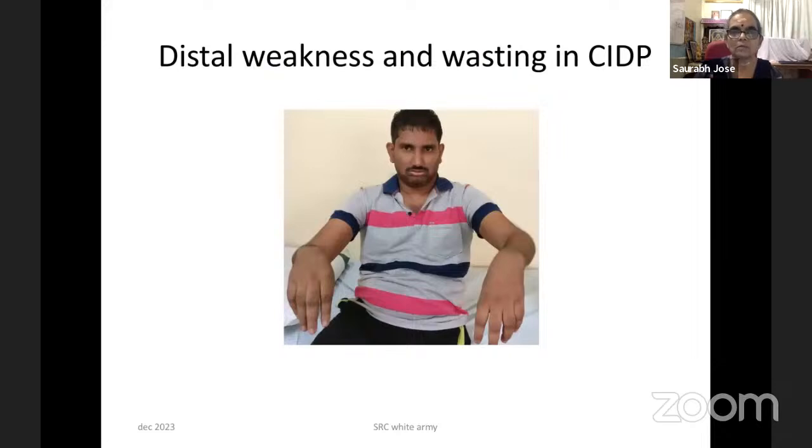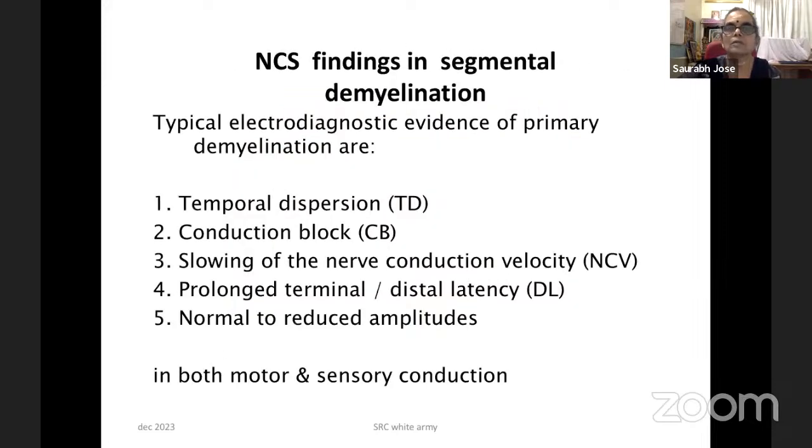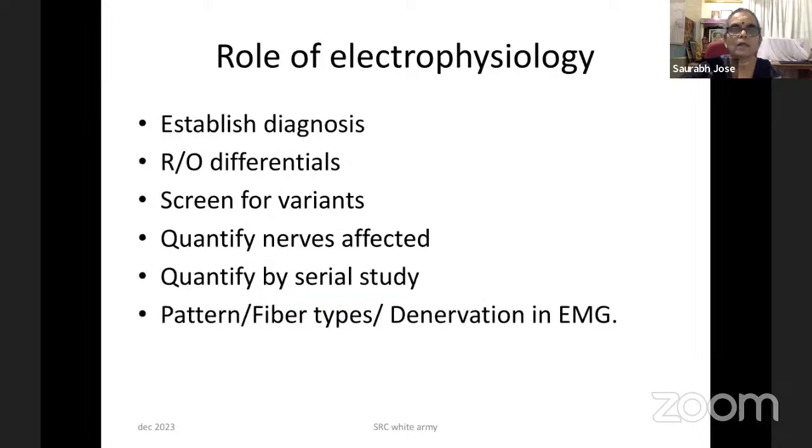So this is one of our patients who is having distal weakness and wasting, and he is having bilateral facial weakness, and these are the various other findings. I'm not elaborating electrophysiology because neurologists will know, and the general medical students just will need more elaboration of these points. So I'm not elaborating. You can go through this.